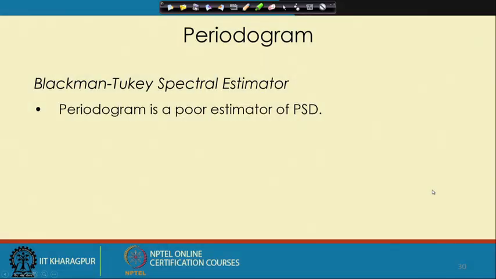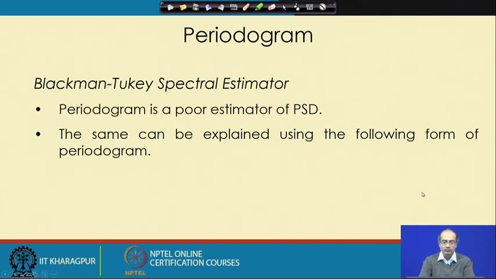First, they point out the cause of the problem, and from there in a very logical way they build up their theory. So, let us look at their proposition. The first thing they suggested is that the periodogram is a poor estimate of PSD, and thereby it gives scope for improvement for Blackman and Tukey.